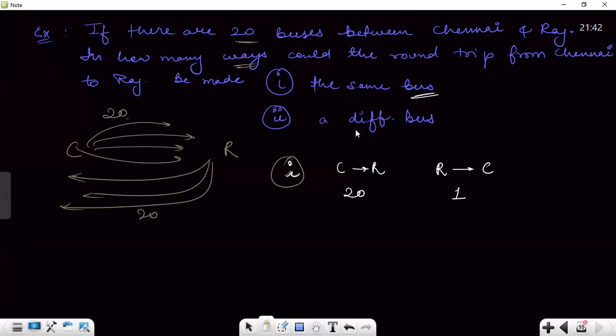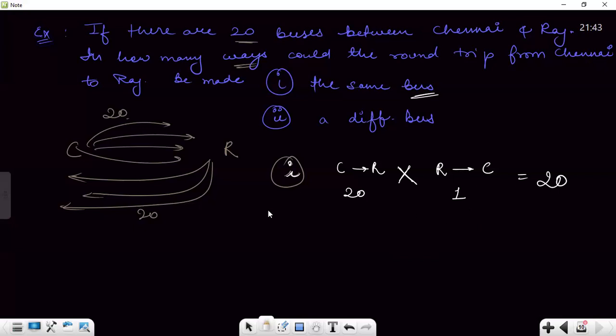Okay. Now, these two events, going and coming back, are dependent on each other because the number of ways of choosing a bus was dependent on which bus I took earlier. So the number of ways will be getting multiplied. The number of ways will be 20. Is that clear, everyone?